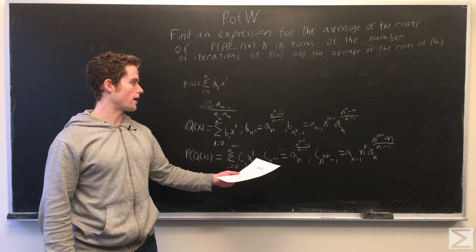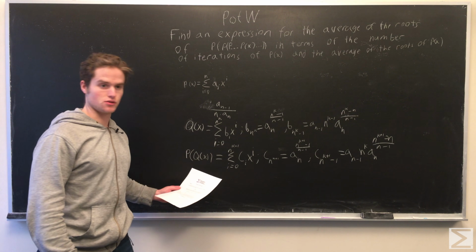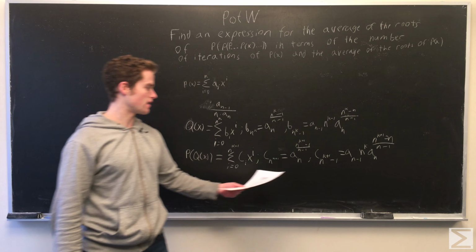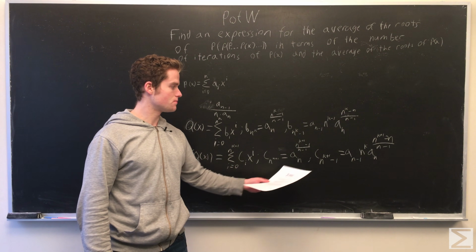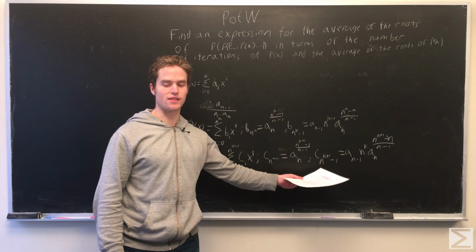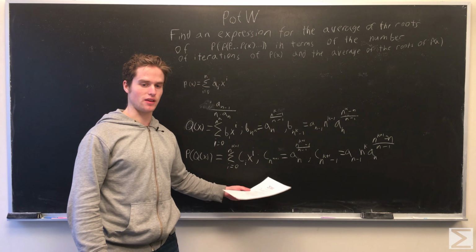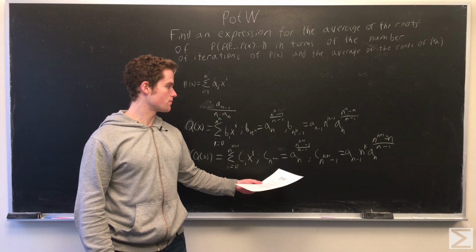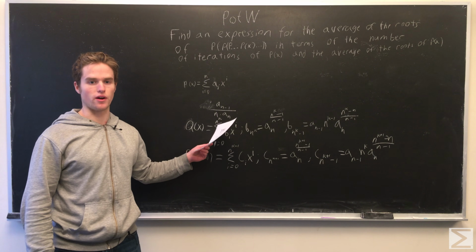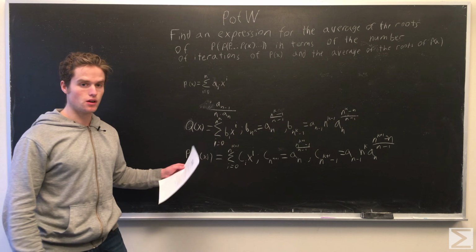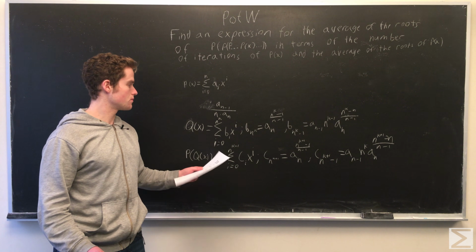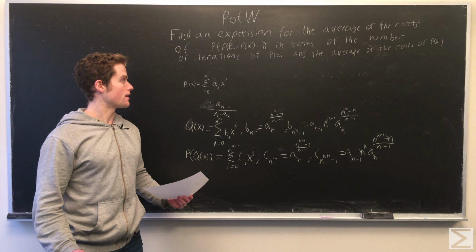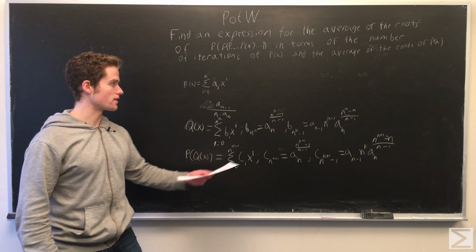And note that the average of the roots of this new polynomial is the same thing as the initial average. If we take c to the n to the k plus 1 minus 1 over c to the n to the k times n to the k plus 1, we'll arrive at a to the n minus 1 over n times a to the n. So the average of the roots of p of x, q of x, and p of q of x are all the same.